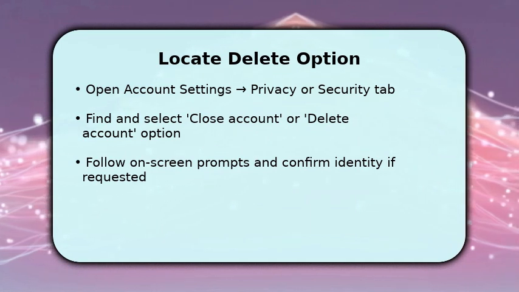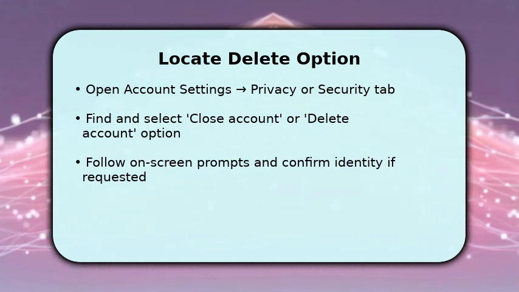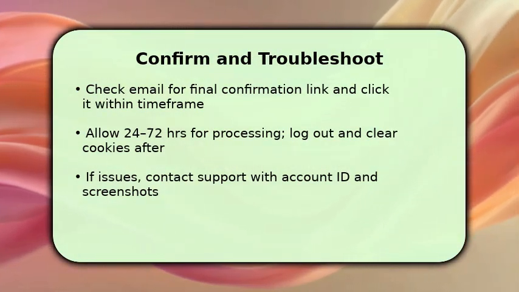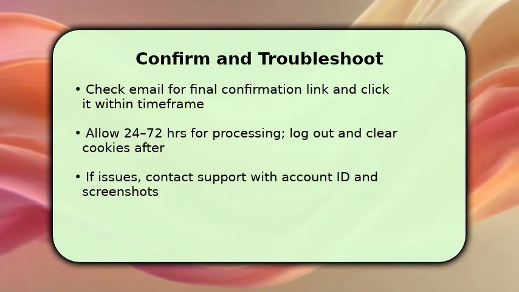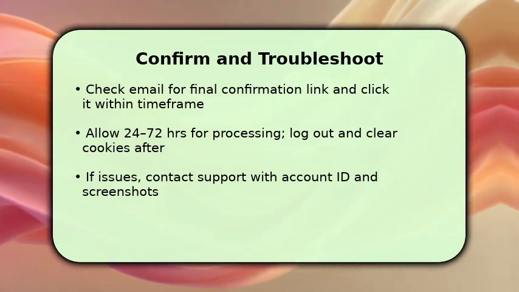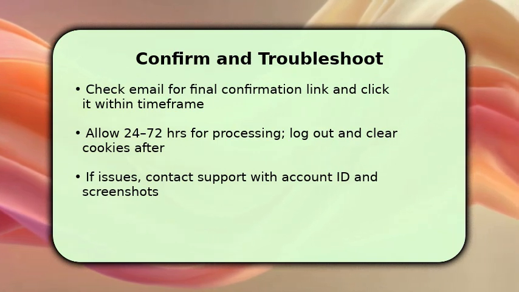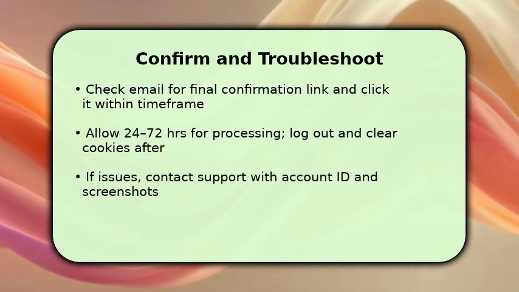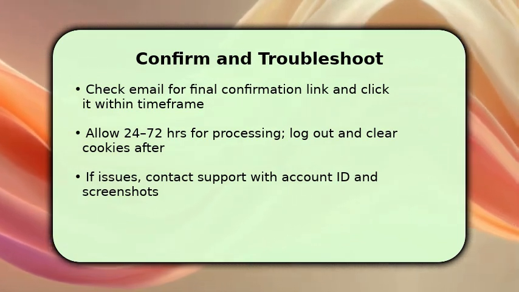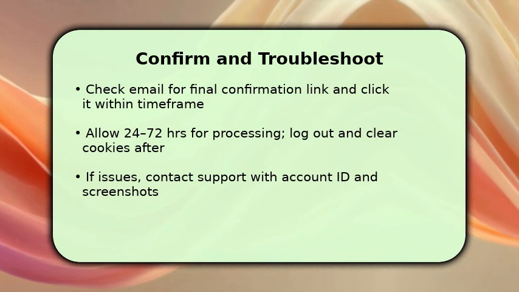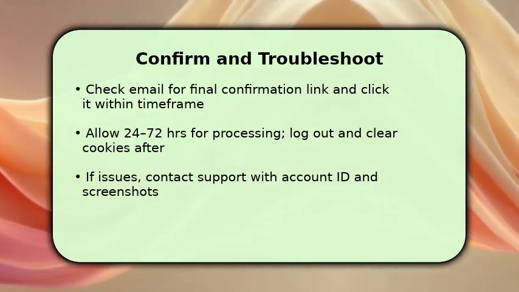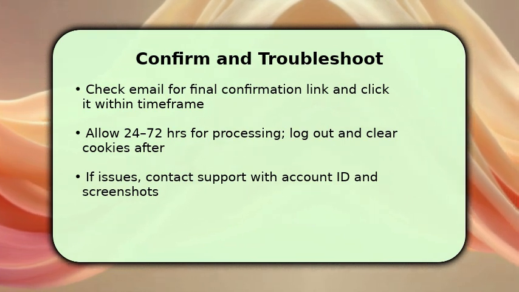You finish by confirming the deletion through the email Change.org sends. Click that final link to complete the process. Make sure you do this within any stated time frame, and then allow 24 to 72 hours for the platform to process the removal. Log out, and clear browser cookies to avoid cached sessions. If something goes wrong, don't panic. Contact Change.org support with your account ID and a screenshot of errors, and follow up until the deletion is confirmed.